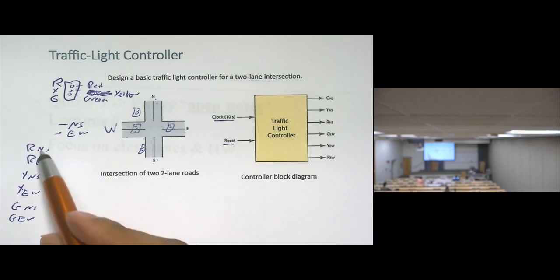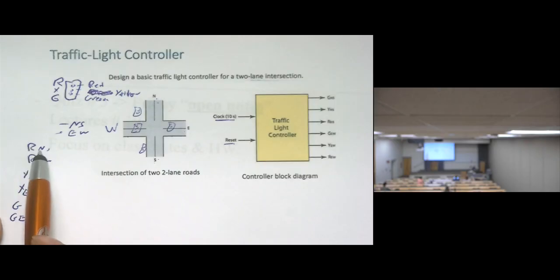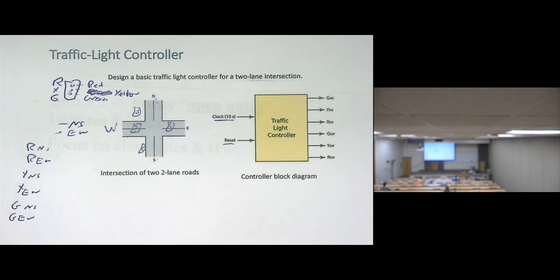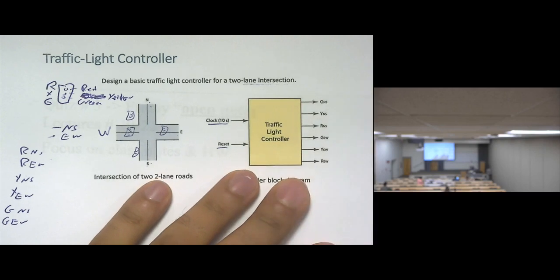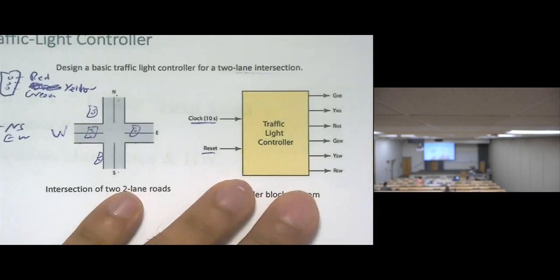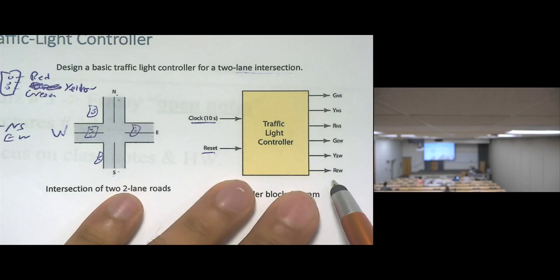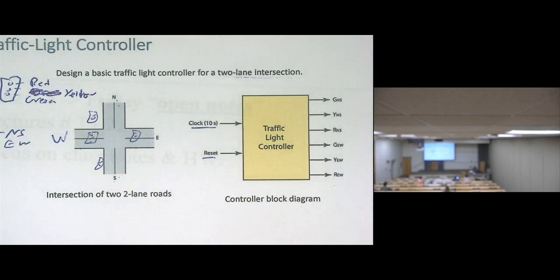So we should expect 6 outputs, which are the lights. They are actually 12 because one is for the north and one for the south, but I don't need to repeat them since the north and the south are the same, so I'm combining them in one variable. So we have green north-south, yellow north-south, red north-south, green east-west, yellow east-west, red east-west. Okay? It's simple.